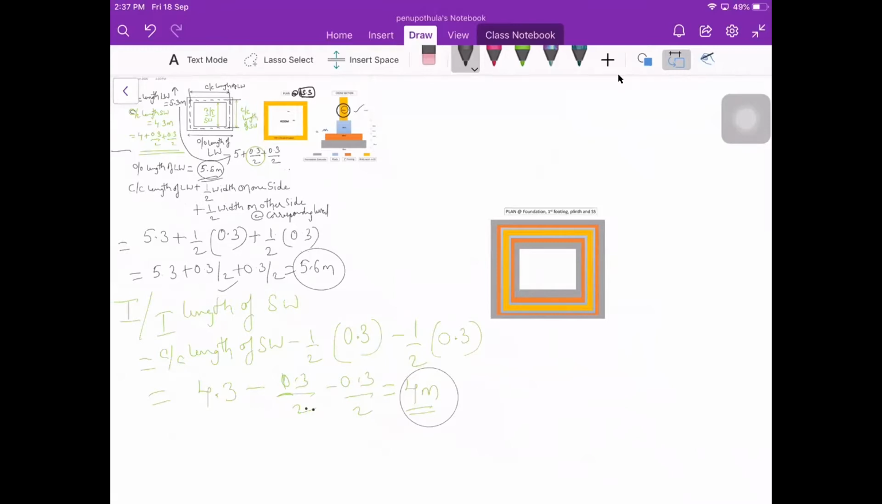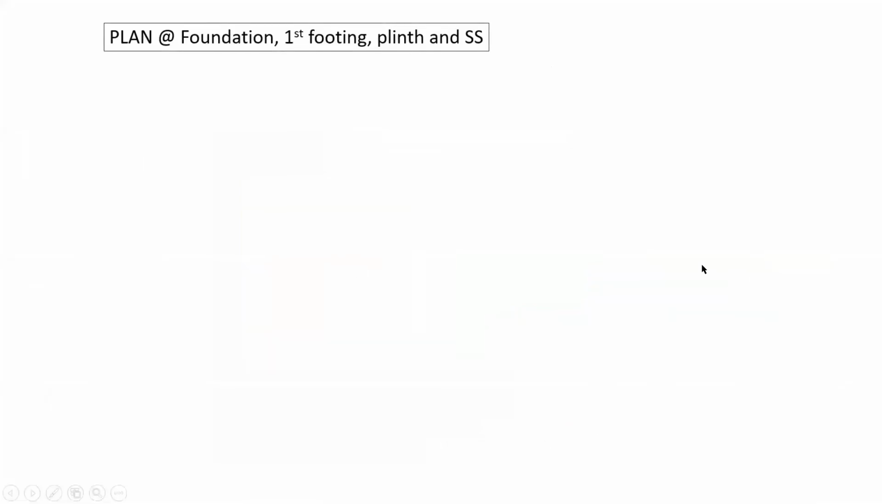Okay, so now I will go to the presentation. Now what we need to see is what are the plans at various levels. How are we going to get the length, breadth or height? Breadth and height can be obtained from the cross section, but the length can be obtained at various levels. We need to draw the plan at various levels.